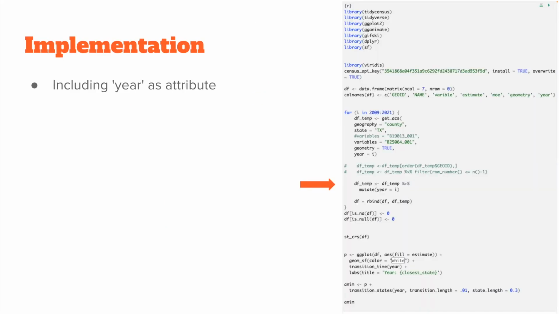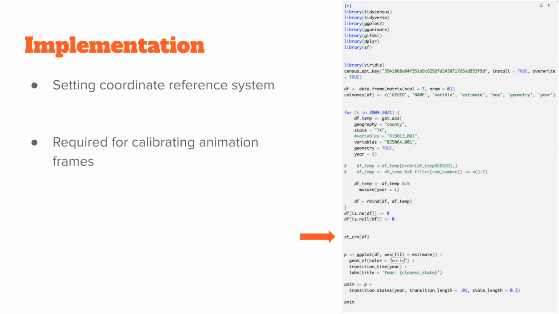Next, using the dplyr package, I included an attribute for the year, so that way when we're creating our animation, we know which year corresponds to which data. Last, when data is extracted for a given year, it is bound with the total data frame for all of the years. Some areas reported null data, which also makes it difficult to plot. So for this reason, I set these values to 0. This line here is used for setting the coordinate reference system, and this is important for calibrating the animation frames.